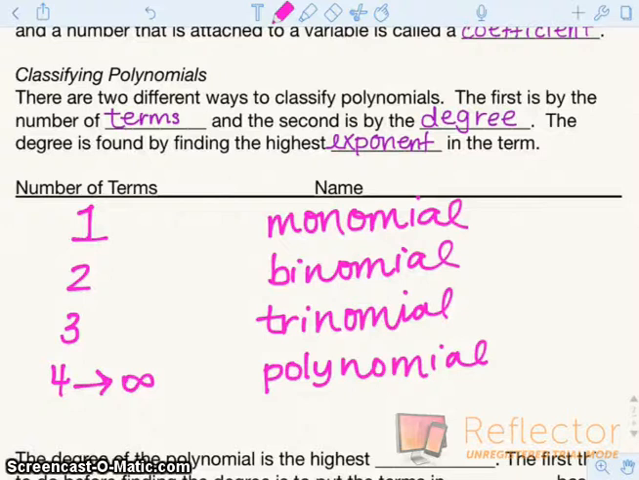Two terms, x plus 3, two things being added together gives me a binomial. Three terms is a trinomial, and 4 to infinity, meaning anything bigger than 3: 4, 5, 6, 7, 8, 9, all the way up to infinity, we just call that a polynomial. After 3, we stop giving them a specific name and talk about polynomials.